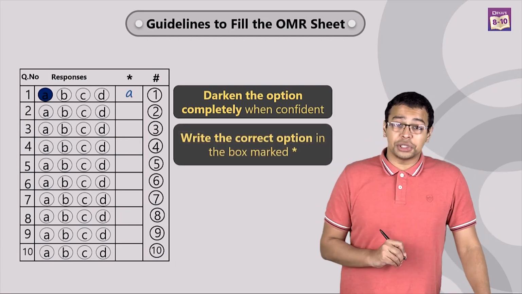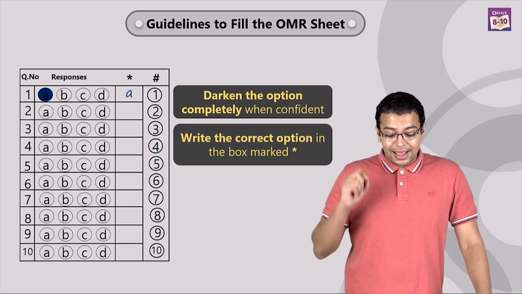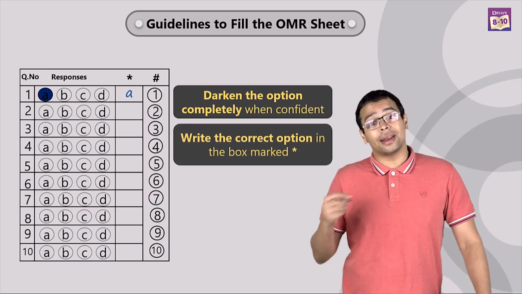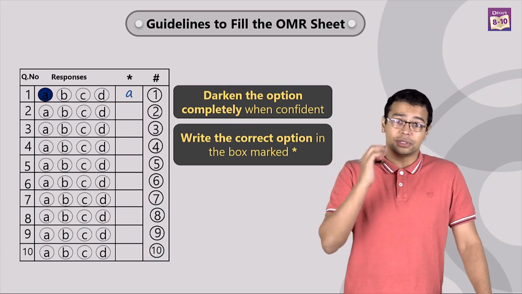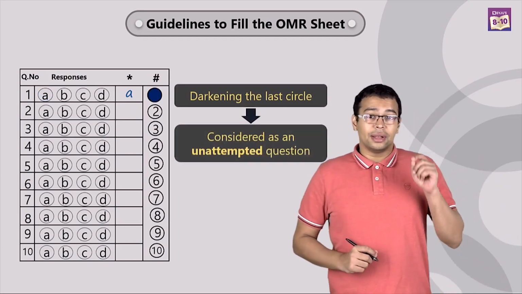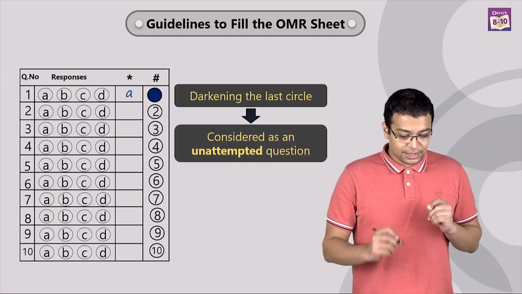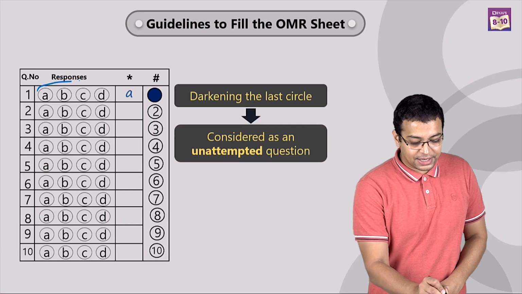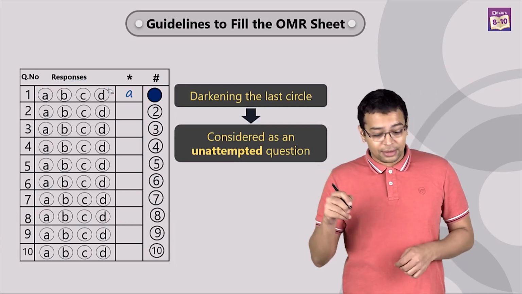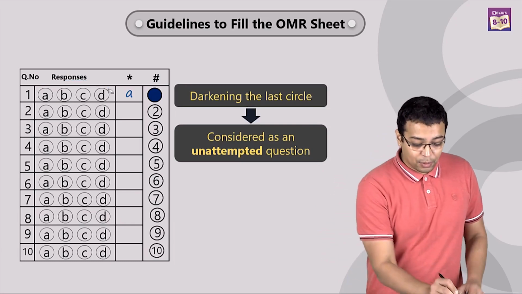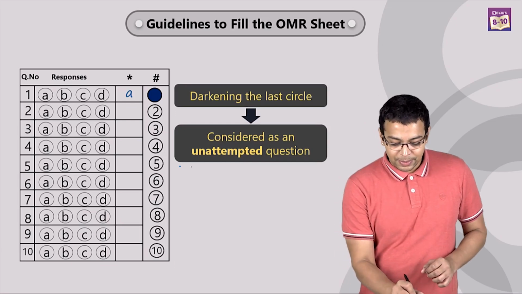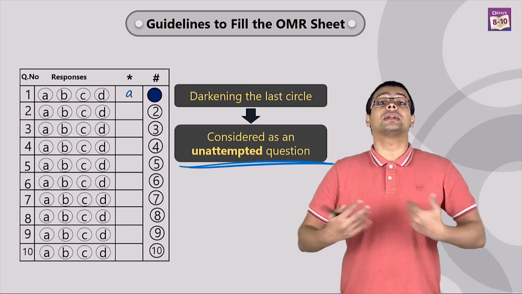Write the correct option that you have circled in the box marked. Now, some of you will be like, hey, why am I circling and answering and writing the question as well? I could just simply write or I could just simply circle. I'll come to that in just a little bit, okay? Check this out. The last circle is another piece of input. And check this. You have A, B, C, D as your option responses inside circles here. You have a blank box that you can write. And you have another circle which has the same question number written out here, right? Darkening the last circle will be considered as an unattempted question.